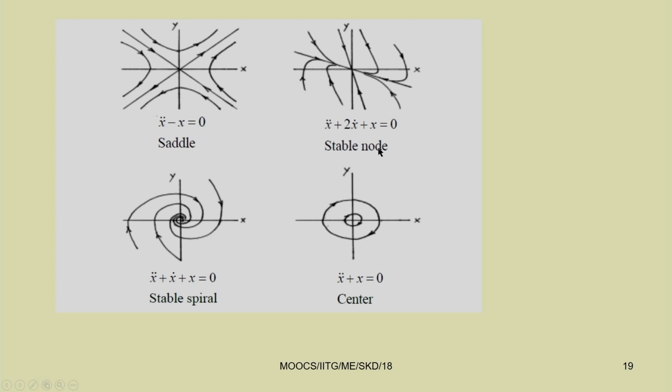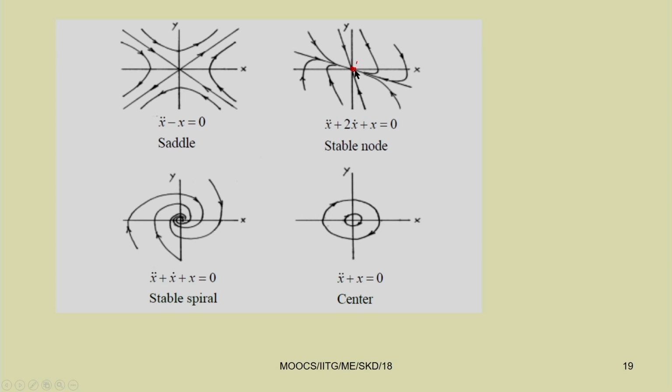Similarly, the stable node you can get: x double dot plus 2 x dot plus x. This is similar to that of a single degree of freedom system with damping. In case of damping, as t tends to infinity, the response tends to 0. All the responses on the left hand side are closing to this point, and similarly from the right hand side also they are closing to the same point.